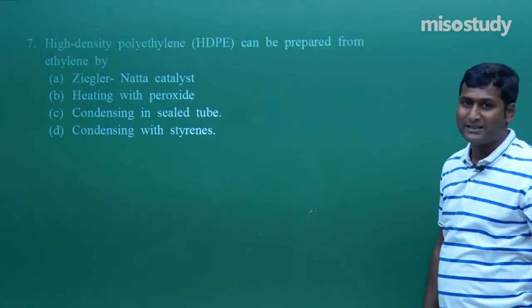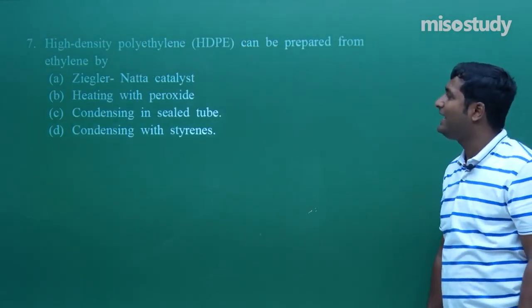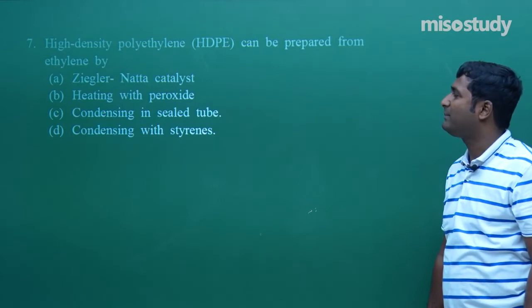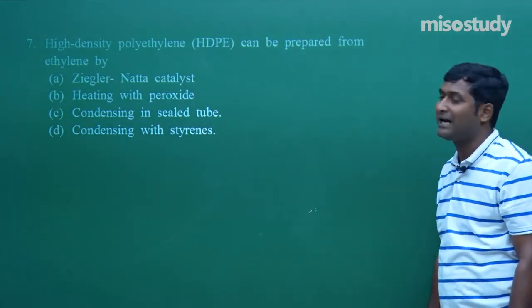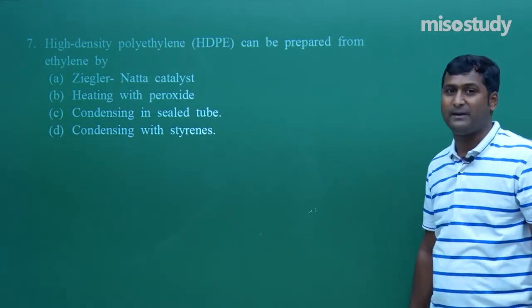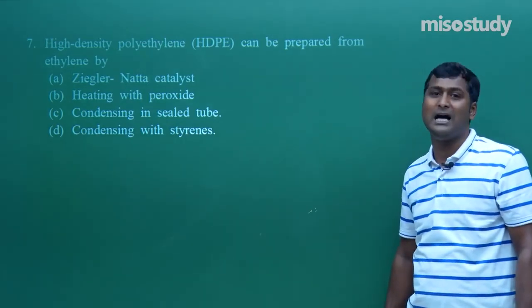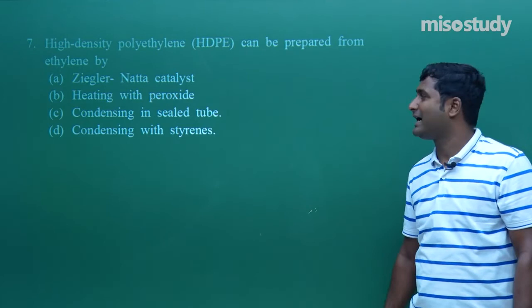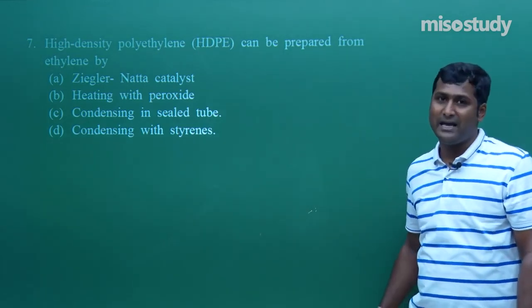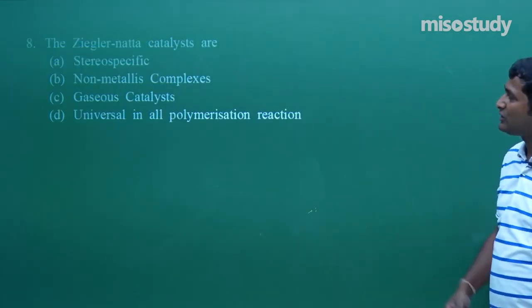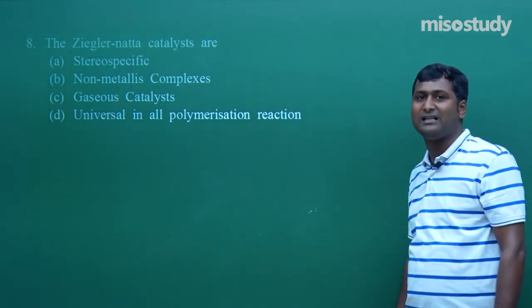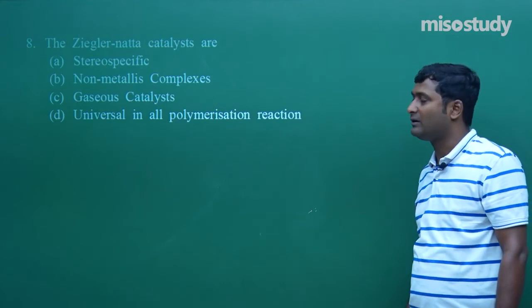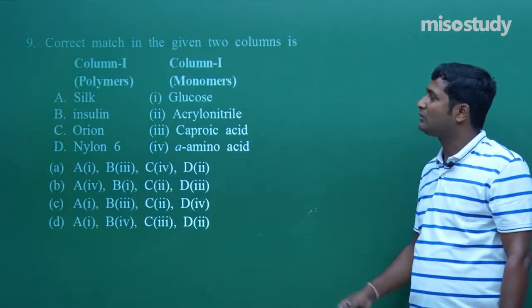Now for question number 7, what is given here? High density polythene can be prepared from ethylene by using a stereospecific catalyst, and this stereospecific catalyst is nothing but a Ziegler-Natta catalyst. So for question number 7, A is the correct option. Now for question number 8, the Ziegler-Natta catalysts are stereospecific in nature. That is A is the correct option.